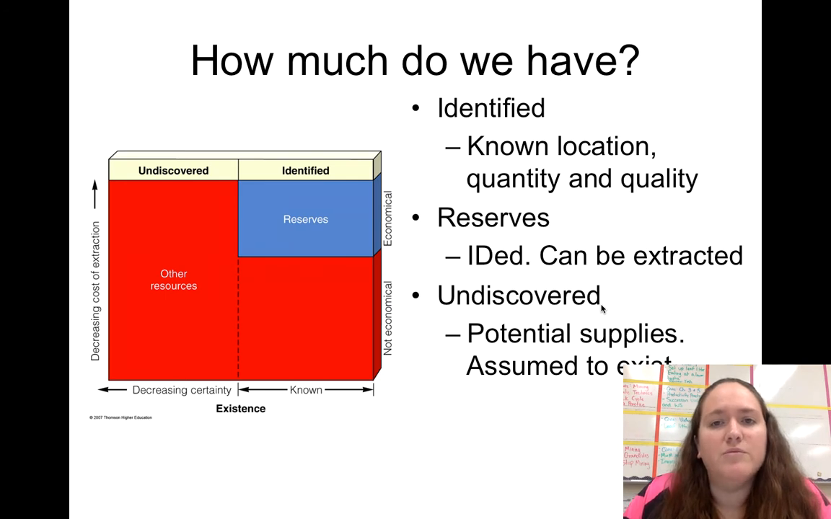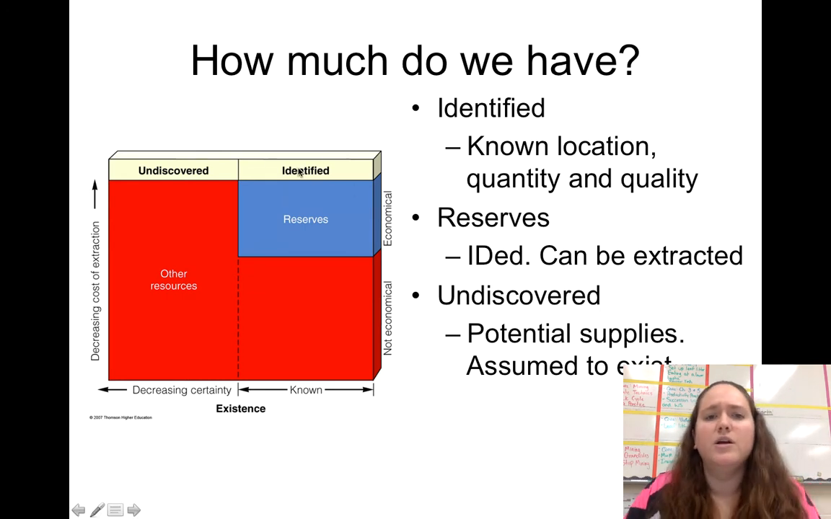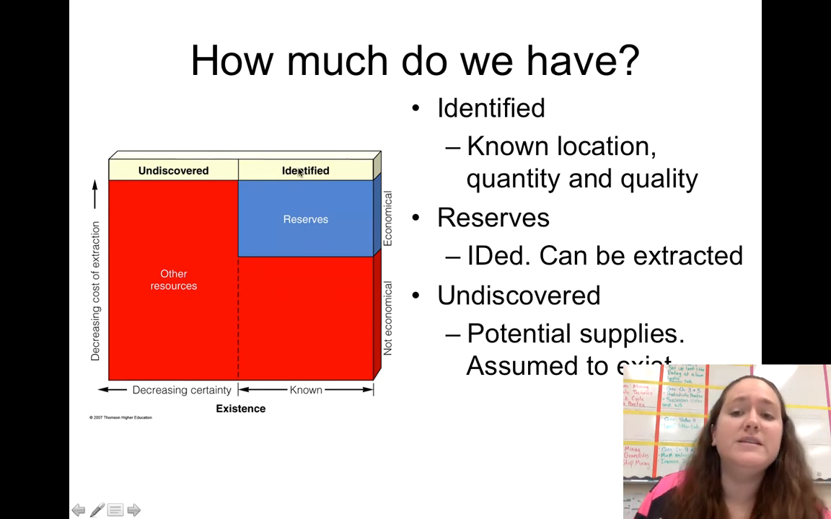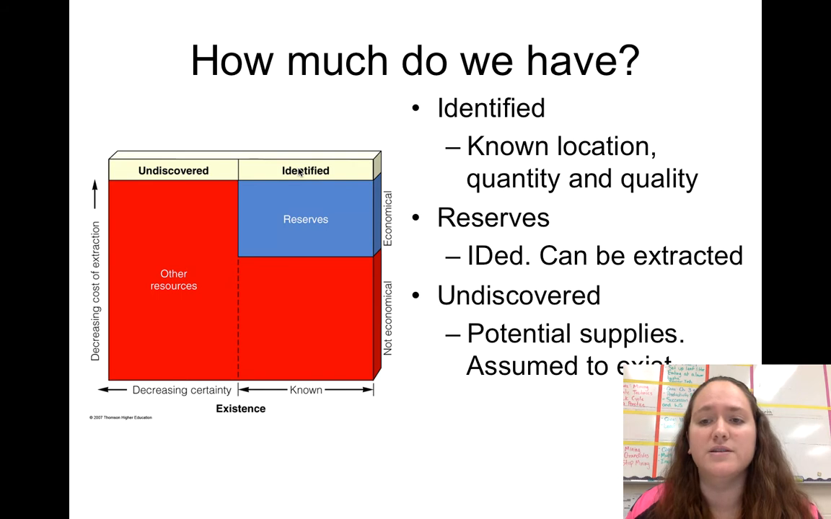So identified minerals are things that we know the location of. We are currently mining them. We know the quantity and the quality of them and where to get them from. So these are kind of like your identified over here. Reserves are ID'd, but we haven't extracted them yet. Maybe it's not as easy to get to those, but we can actually get them.